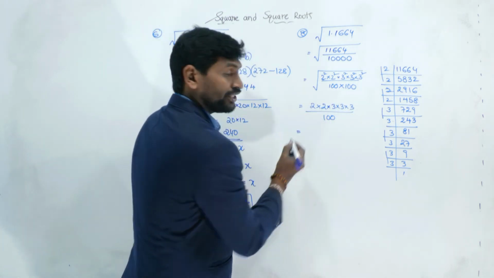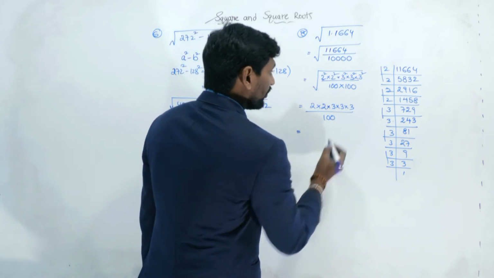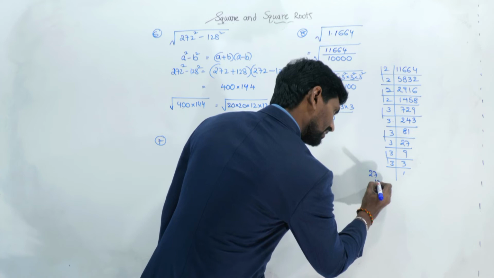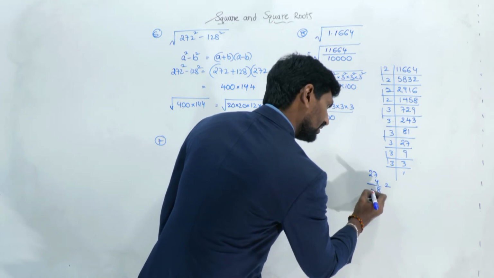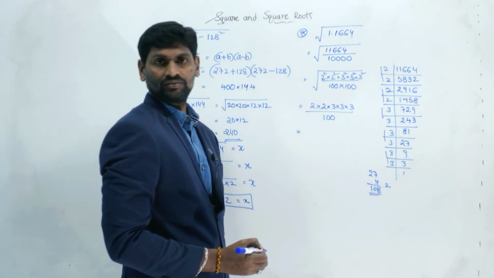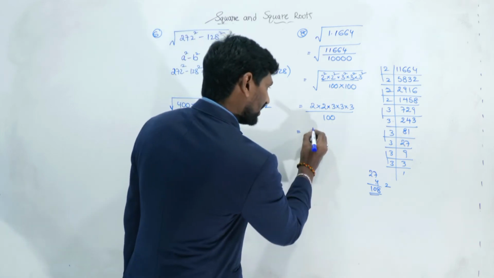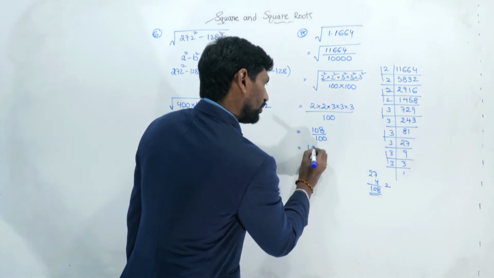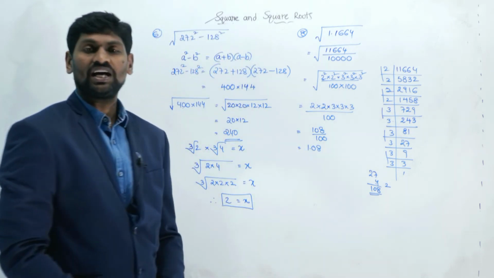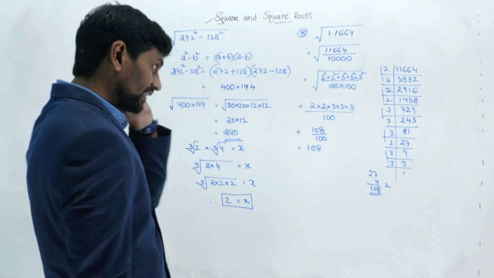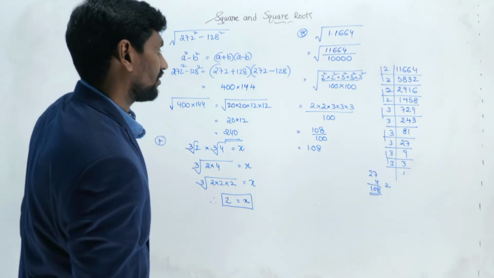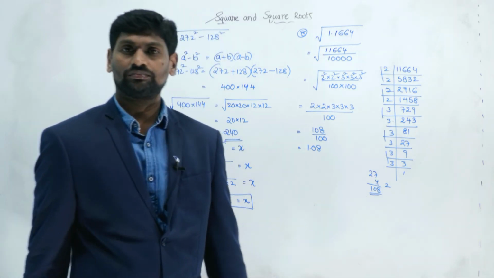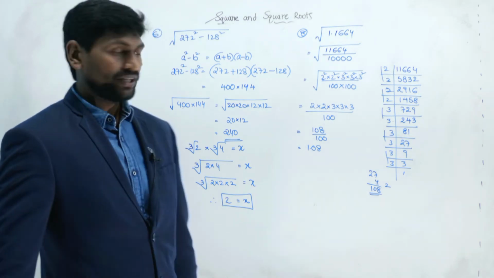Now multiply 2 into 2, 4. 4 into 27 is 108. So 108 by 100 is nothing but 1.08. The answer is 1.08. Check. So next question.